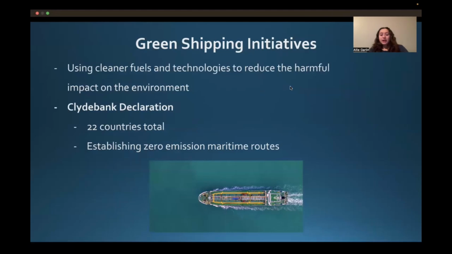Green shipping initiatives are another way countries are trying to use cleaner fuels and technologies. The Clydebank Declaration is the most recent large-scale initiative to try to reduce the amount of gas emissions from shipping. The declaration had a total of 22 countries, including the United States, Canada, Japan, and many other European countries, including Spain. The intentions of this declaration are to encourage green shipping corridors and to create routes that are specifically zero emission. This declaration is a great step in the right direction for many countries, and we need to continue to do this moving forward.